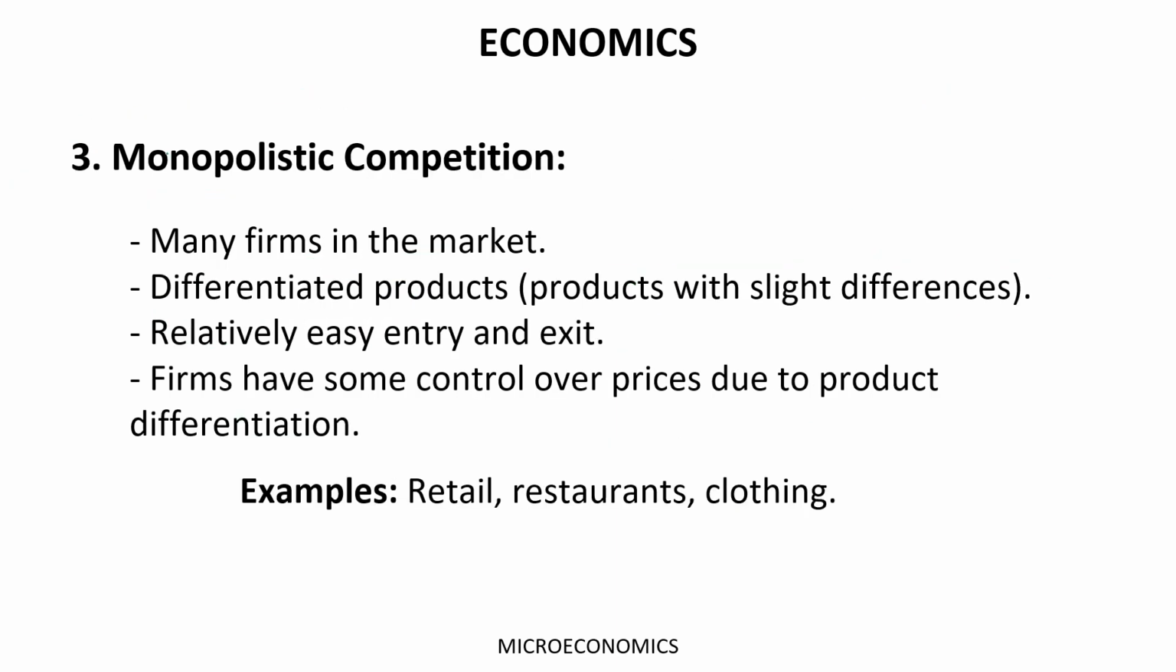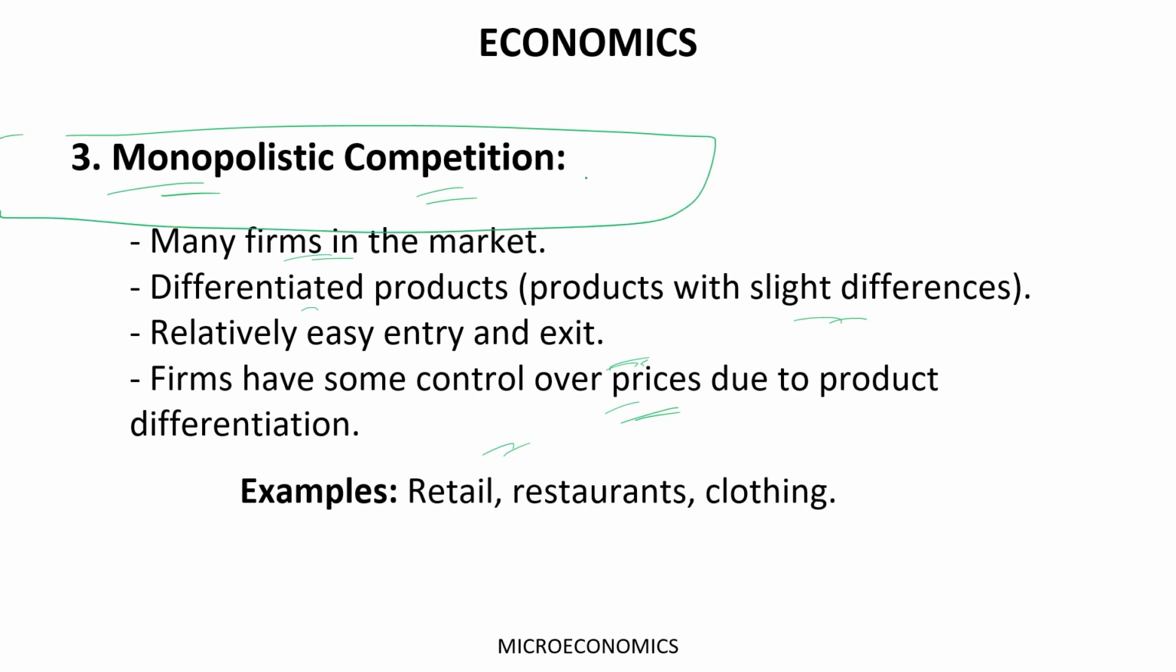Third, we have monopolistic competition. Here are many firms having differentiated products with slight differences, and relatively easy entry and exit in the market. Firms have some control over prices due to product differentiation. Basically, you can say the monopolistic market is based on brand name. They are selling the same thing, but the main difference is their brand name.